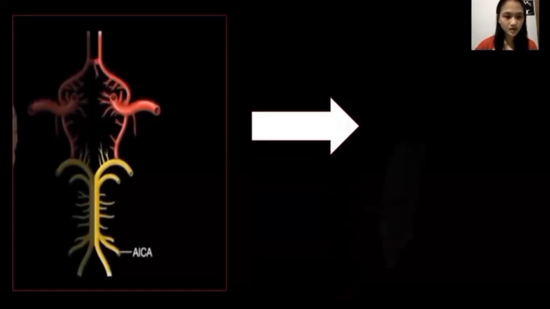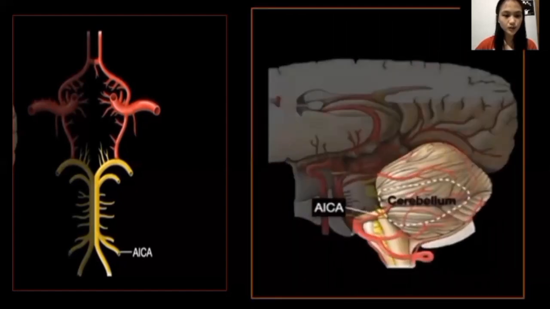So again, this slide shows where the anterior inferior cerebral artery is located. As the name implies, inferior, it is on the lower part.